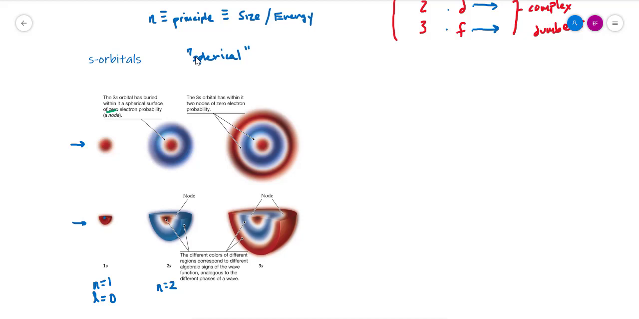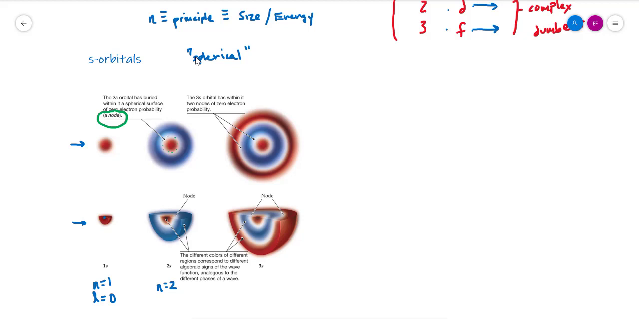So a node is the place of 0 electron probability. It's that part in the onion right between the two layers of skin, and what we're saying is that that's where the probability function goes to 0. And so an electron cannot exist there. It's actually quantum mechanically forbidden to exist inside of that white area. Those are nodes.